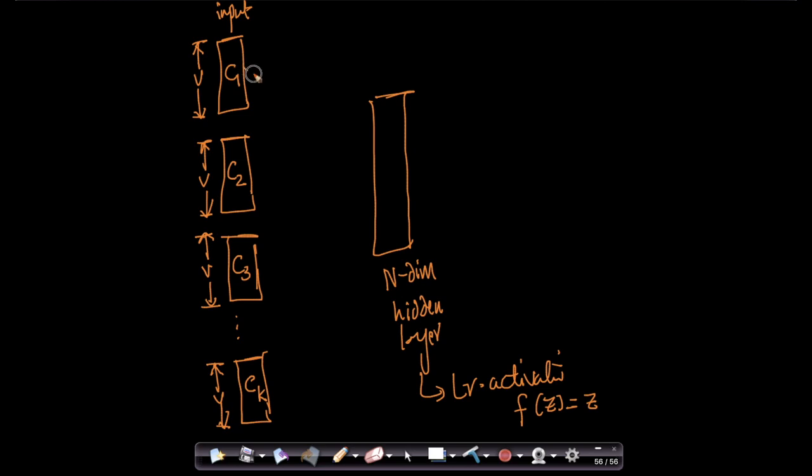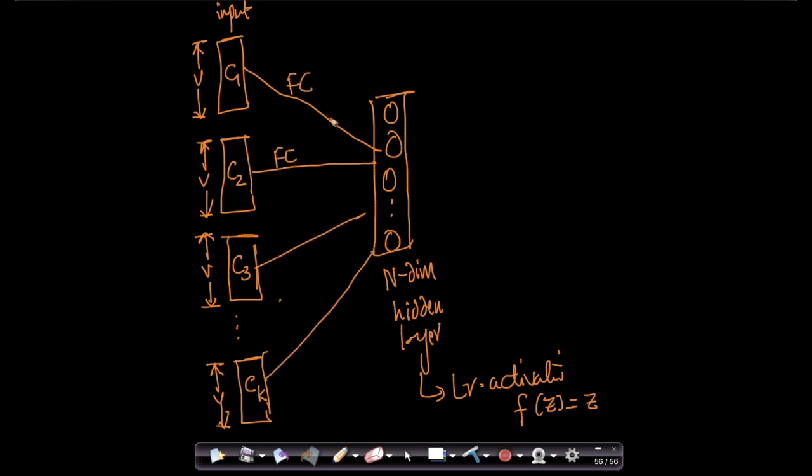So this is fully connected to this. There are n dimensions here, right? There are n units here. So this is fully connected. This is also fully connected. This is fully connected, so on and so forth. Now let's see how many weights are here.